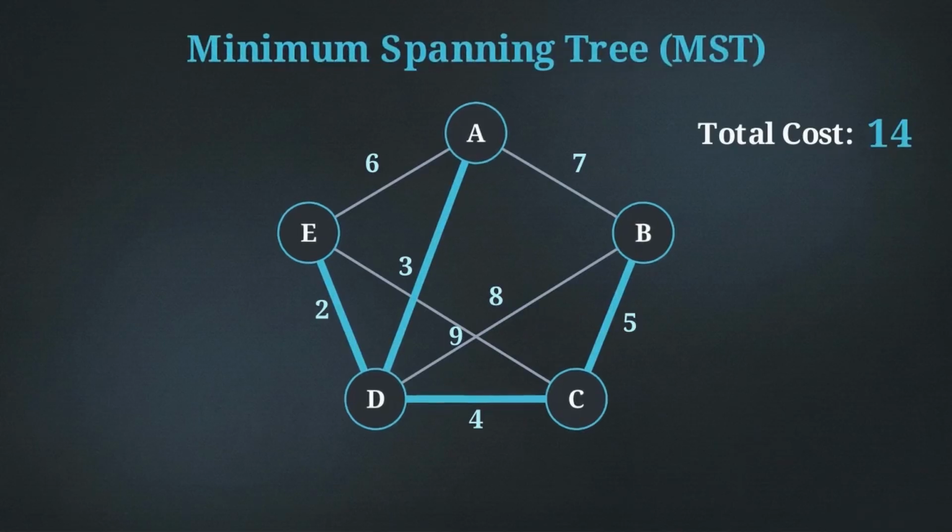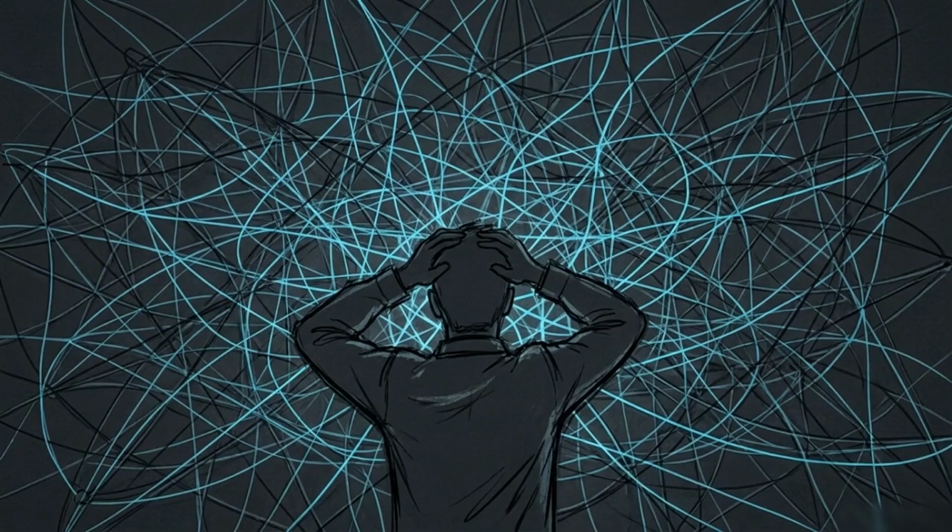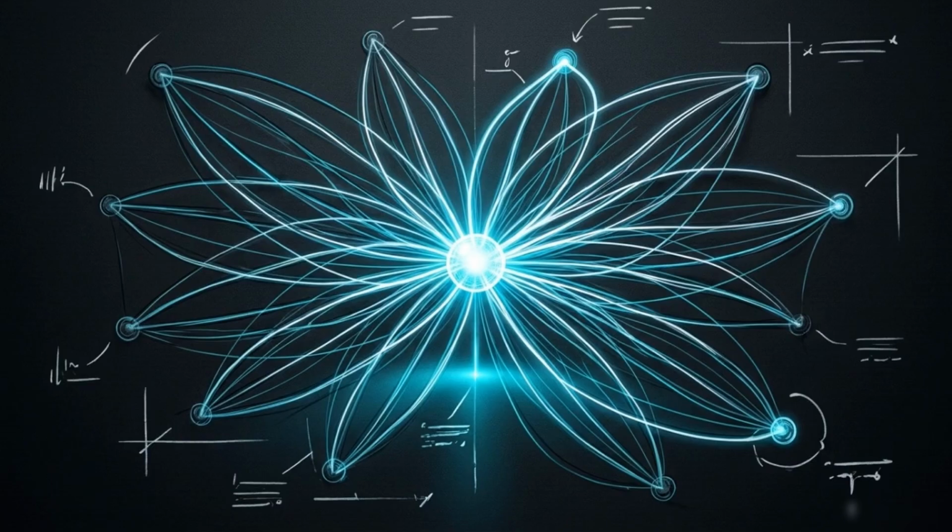The exact configuration that connects all vertices for the absolute lowest possible total weight is called the minimum spanning tree, or MST. Finding this precise optimal path in a massive network is impossible to do by manually testing millions of combinations. Instead, we rely on a mathematical tool explicitly designed to locate the MST automatically, Prim's algorithm.